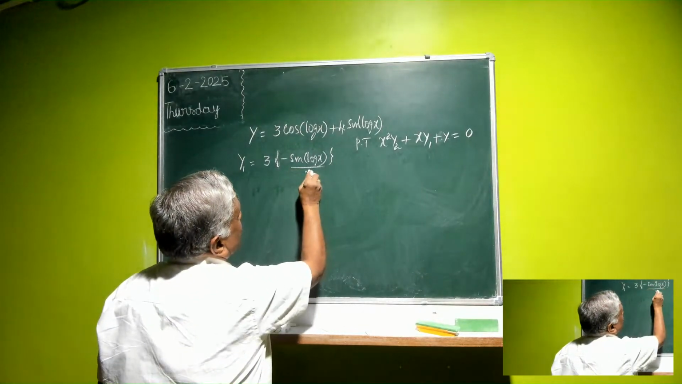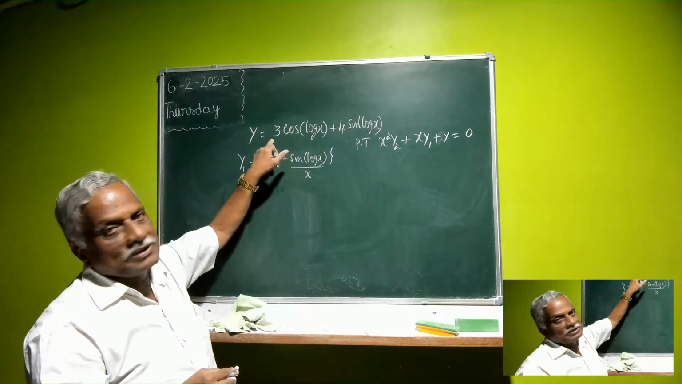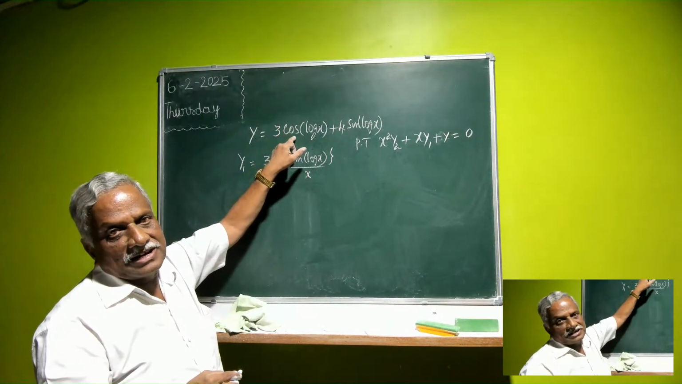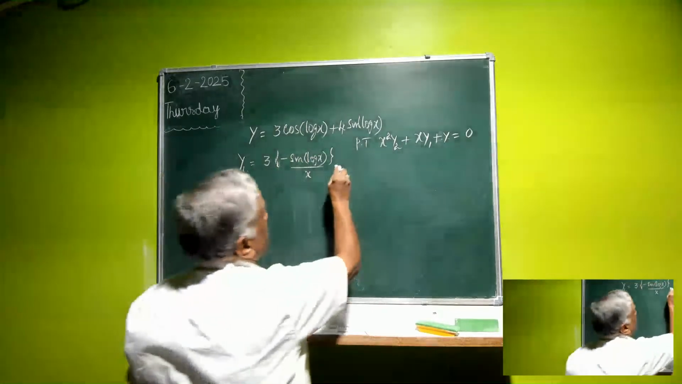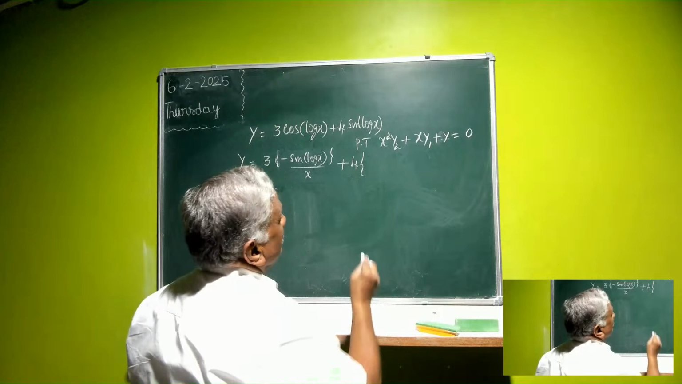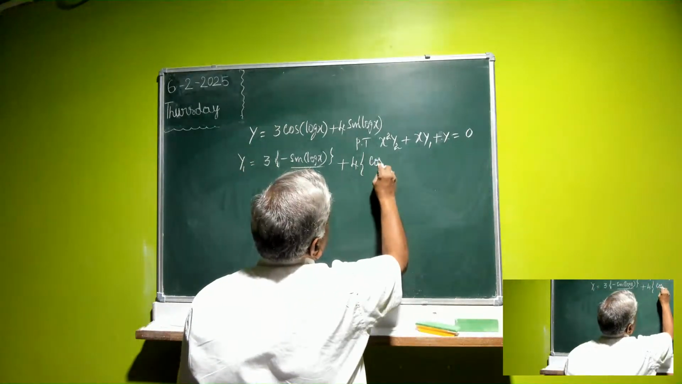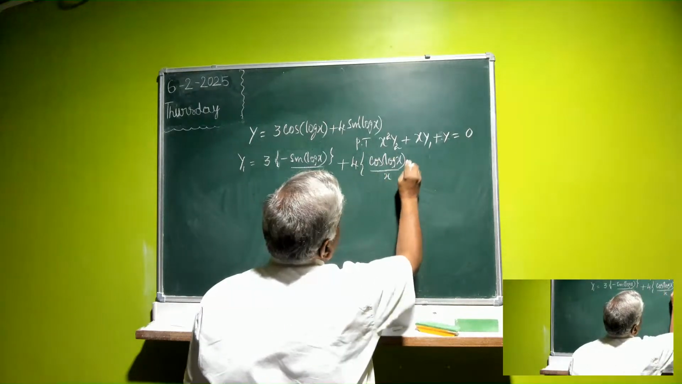Divided by x, which is the differentiation of log x. Keep 3 as it is. Differentiate cos, you get minus sign. Differentiate log x, same procedure. Keep 4 as it is. Differentiate sin first. You get cos log x and differentiate x.